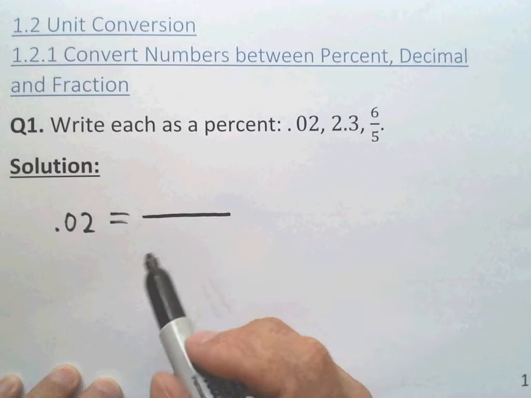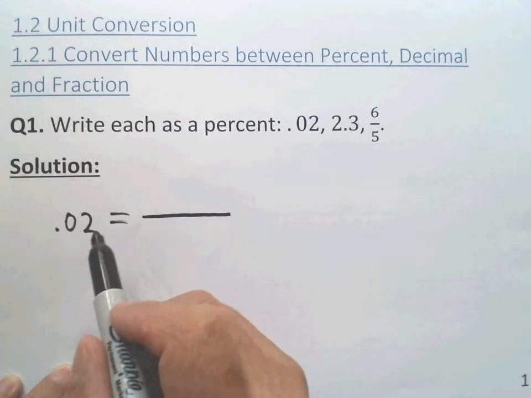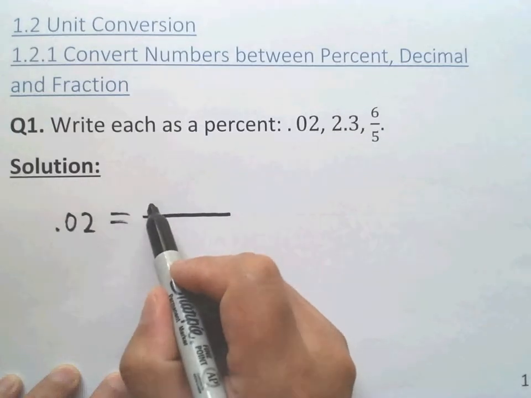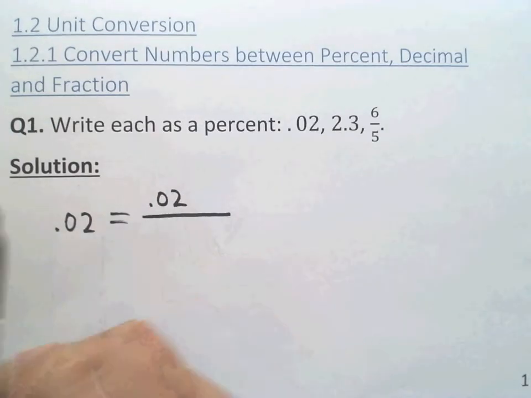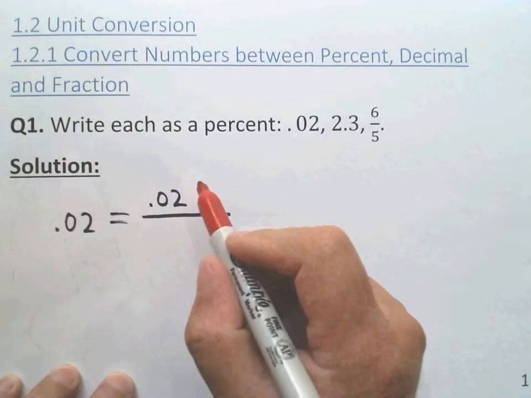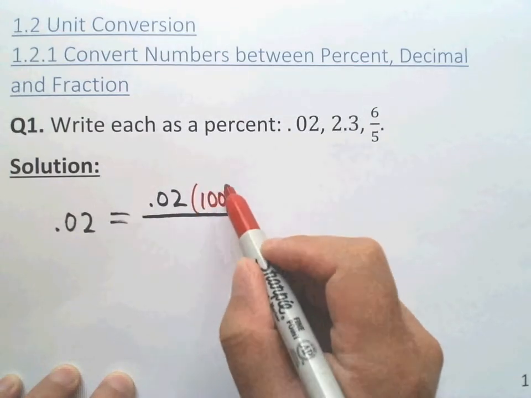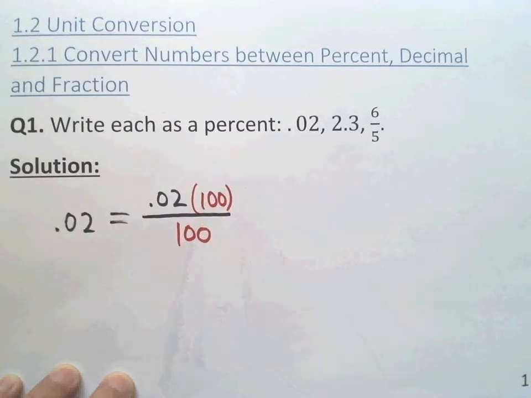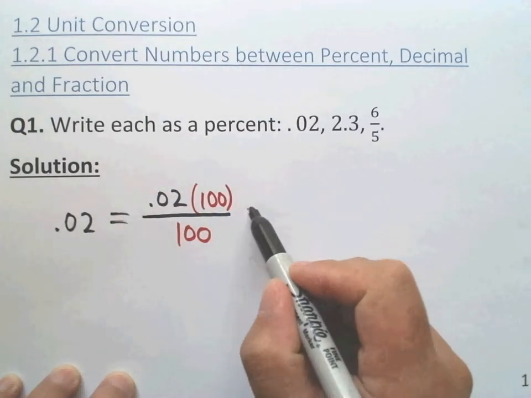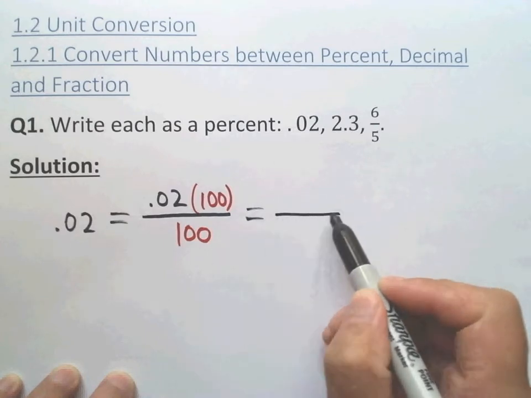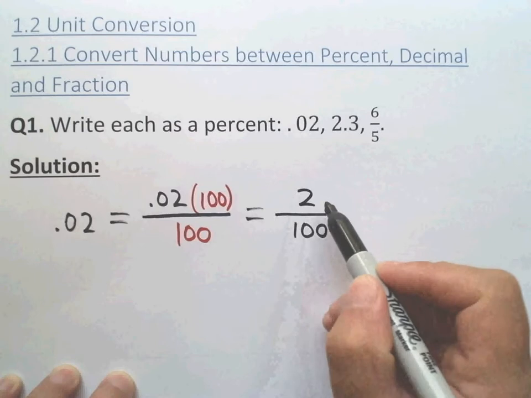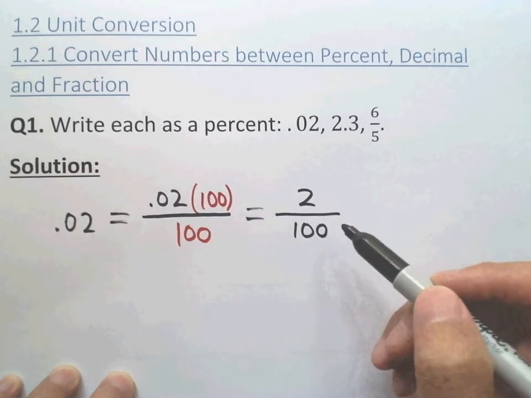So we have to times 100 to the top and times 100 to the bottom, which means this is the original. If we cancel the 100, we have the original number, right? And then we do the calculation. The bottom is 100, the top is 2. So 2 out of 100, which means 2%. This is the answer.